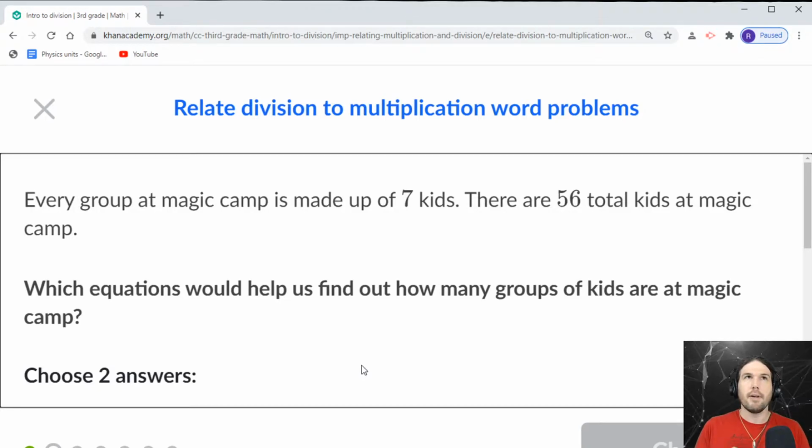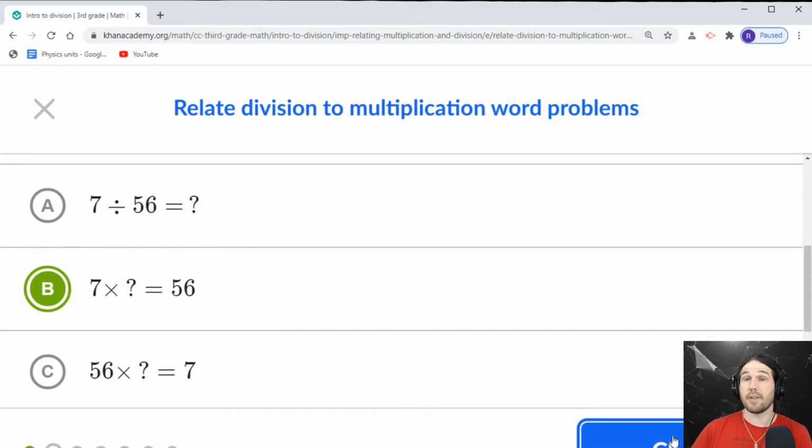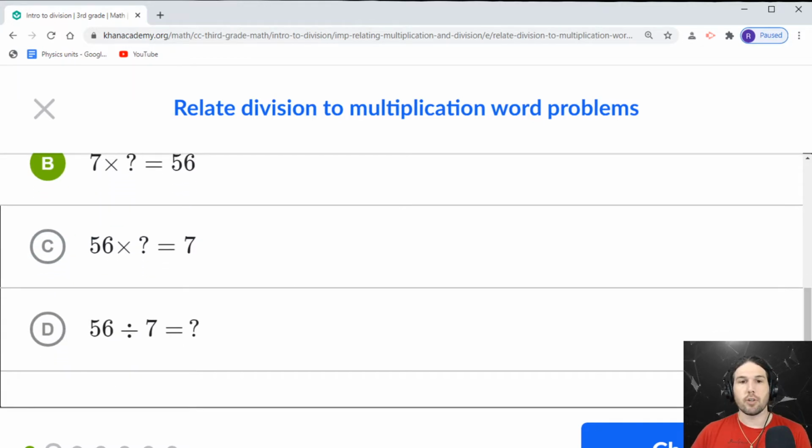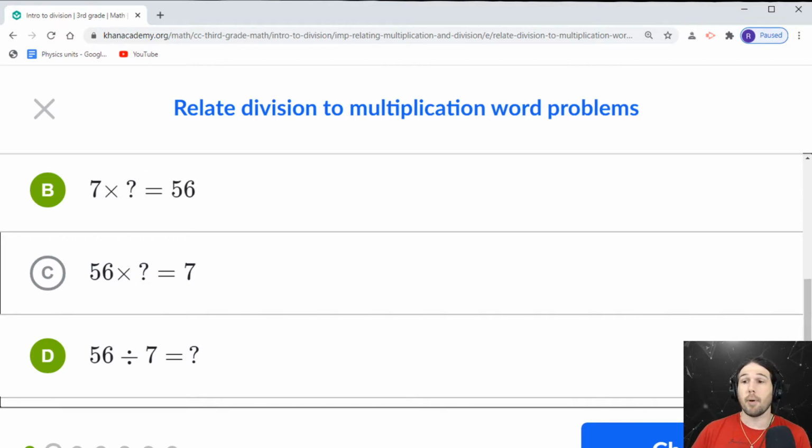They're both very similar ways of looking at this, but they look at it from opposite sides, if that makes any sense. So either 7 times blank equals 56, and we need to figure out what that blank is, or we can just take 56 divided by 7. Both of these are correct because they are both saying the exact same thing.